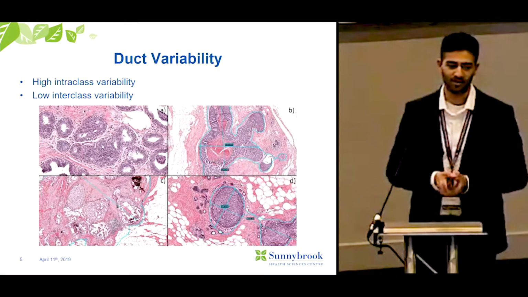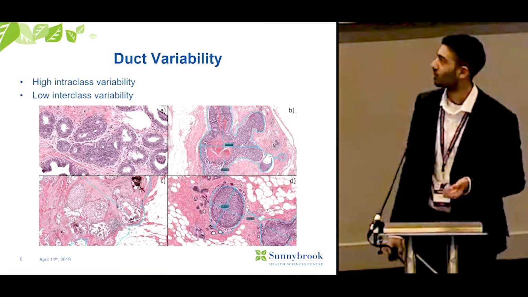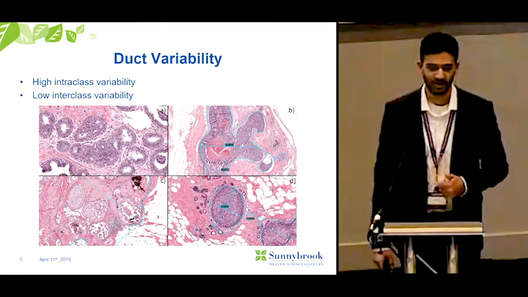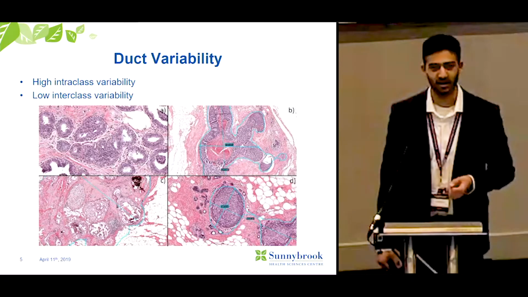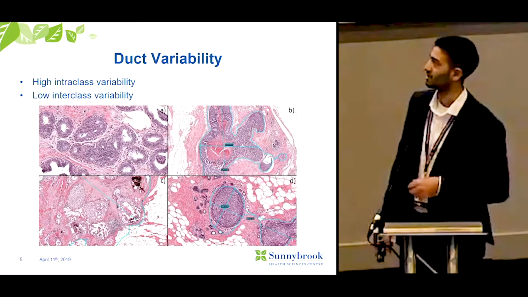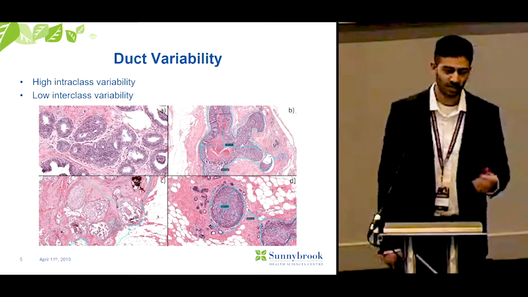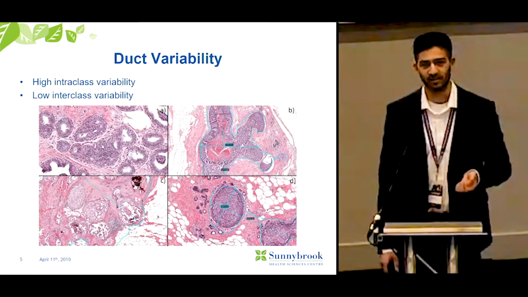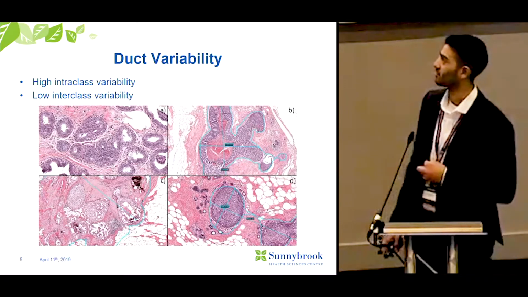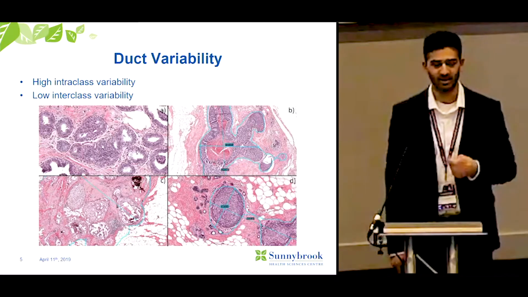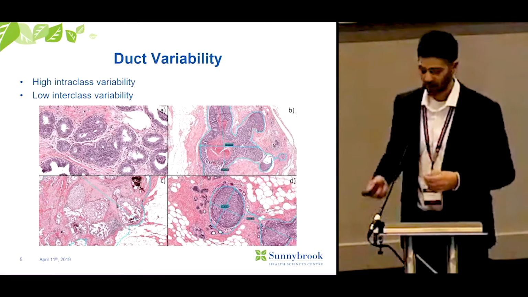In the diagram, image A shows a normal duct, whereas B through D show DCIS ducts, and you can see the DCIS all looks quite different, and the normal duct looks qualitatively somewhat similar to the DCIS one. So there's high intraclass variability and low interclass variability, meaning we have a very complicated segmentation problem, which we'll be using CNNs and deep learning to solve.